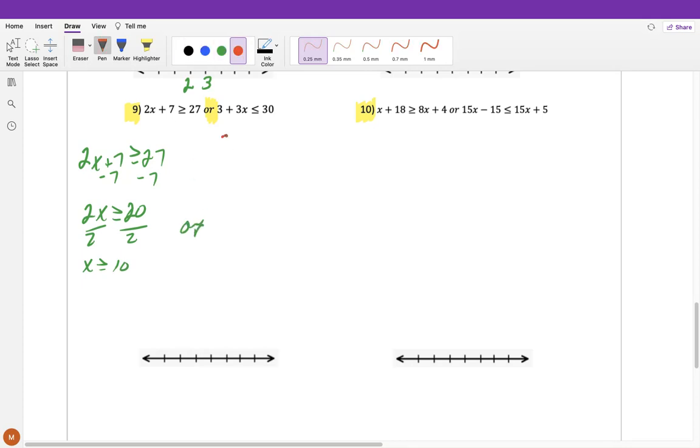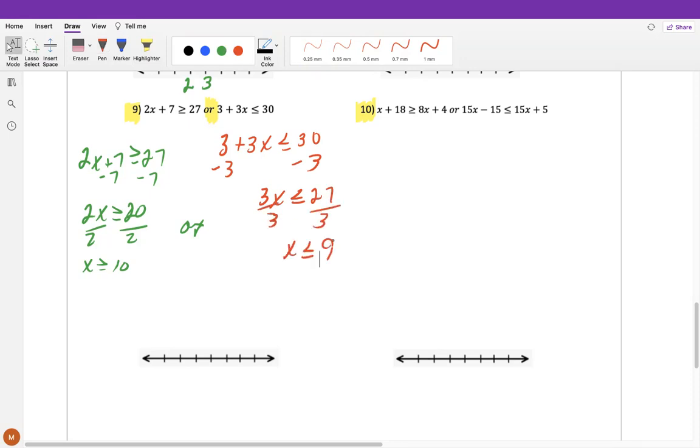And now let's move on. 3 plus 3x is less than or equal to 30. Subtract the 3. 3x is less than or equal to 27. Divide by 3. That means x is less than or equal to 9. So now we're going to plot those 2 points. Less than or equal to 9 is a colored in circle going to the left. Greater than or equal to 10, colored in circle as well, going to the right.